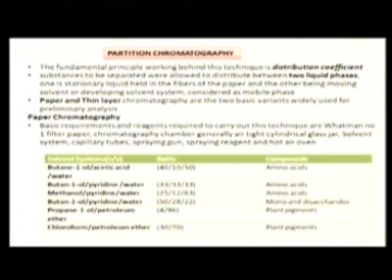In this partition chromatography, the first one will be paper chromatography. In this paper chromatography, the liquid present inside the paper will act as a stationary phase and the solvent is going to act as a mobile phase. That's why in this, the partition is happening between two liquid layers: the liquid layer present inside the paper, that is in the form of moisture, and the solvent which we are going to use.